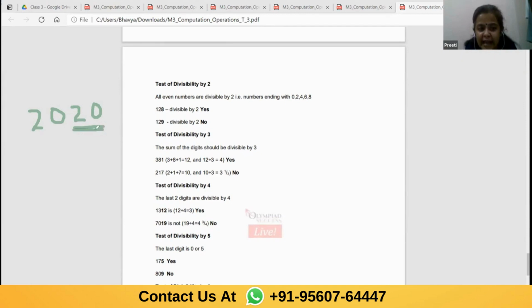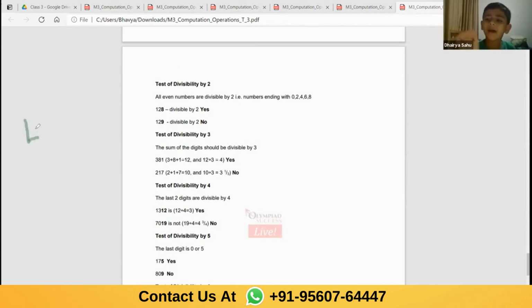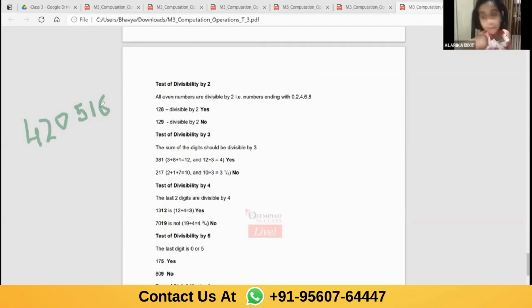Underline the digits at tens and ones place. What number do I get? I get 20. Is 20 divisible by 4? Yes, ma'am, it is. This number is also divisible by 4. This is my rule, because 4 times 5 is 20 and 4 times 10 is 40. So 5 is half of 10, and the number will also get halved.